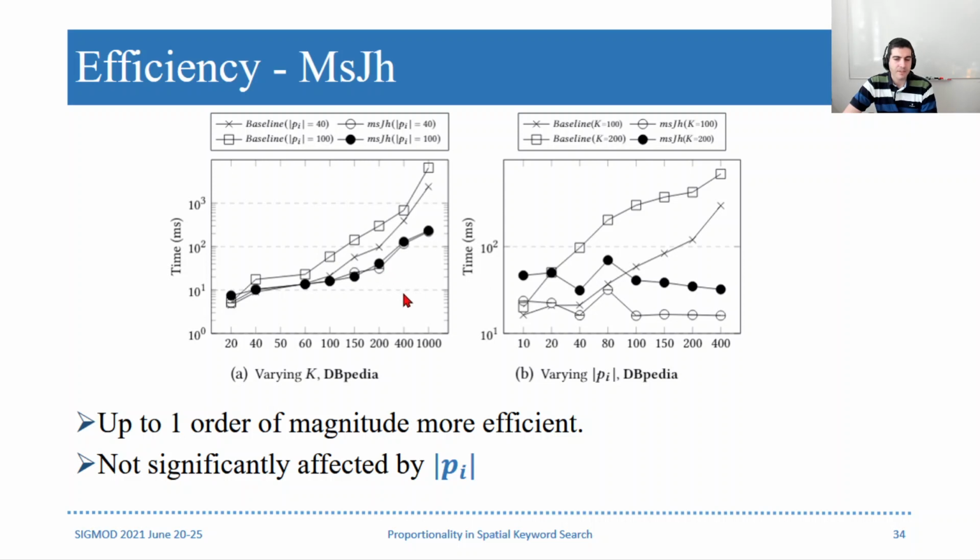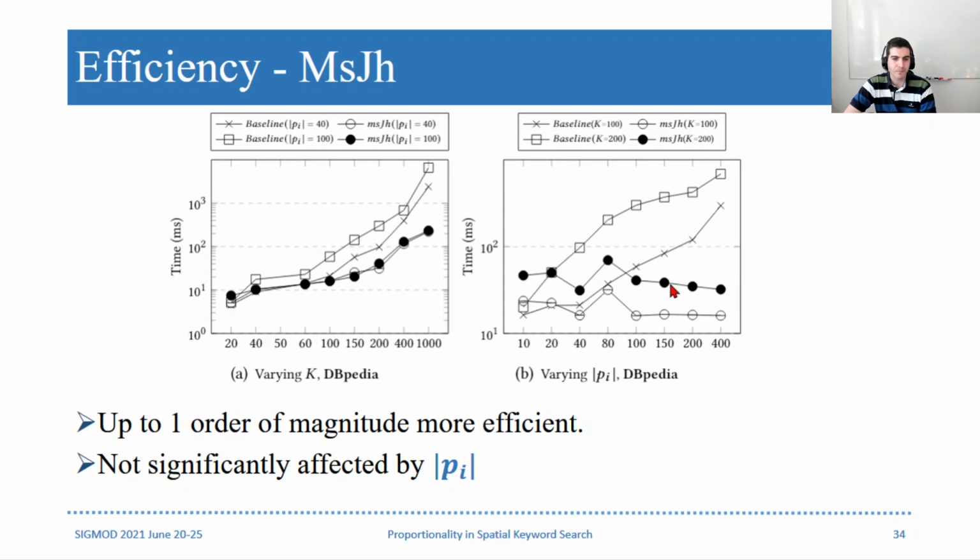First, we tested the efficiency of MSJH in calculating the proportionality scores for varying input set and contextual set sizes. We did that against a baseline of directly computing all pairs of contextual similarities. In figure A, we can see that in DBpedia, MSJH scales significantly better than the baseline, with improvements of up to one order of magnitude for k for the input set size equal to 1000. At the same time, it is not significantly affected by the size of the contextual sets, as shown in figure B.